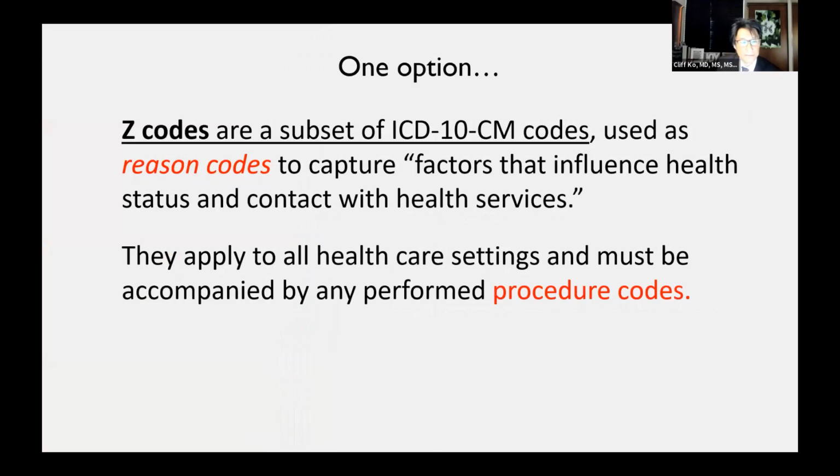Next slide, please. So the first option is ICD codes. In 2016, the Z codes were released, which are a subset of the ICD-10 codes, and they're used as quote unquote reason codes to capture factors that influence health status and contact with health services. They apply to all healthcare settings. They are not primary codes. They have to be accompanied by a procedure code. So it's not only the Z codes, but the Z codes come along with the procedure codes. Again, they were released in 2016.